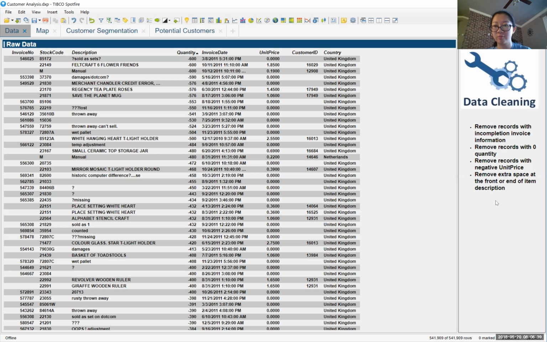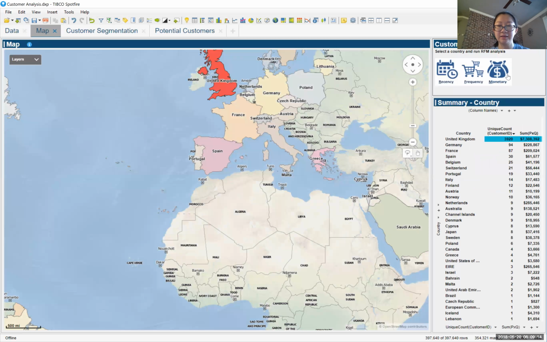Here, I removed the records with incomplete information, and also the records with zero quantities. Then I removed the records with negative unit price. I suspect they are return items, but without much other information to back me up, I would rather just take them off. Then I did a little beautifying on the description part by removing the starting and ending white space. Hitting this data cleaning button.